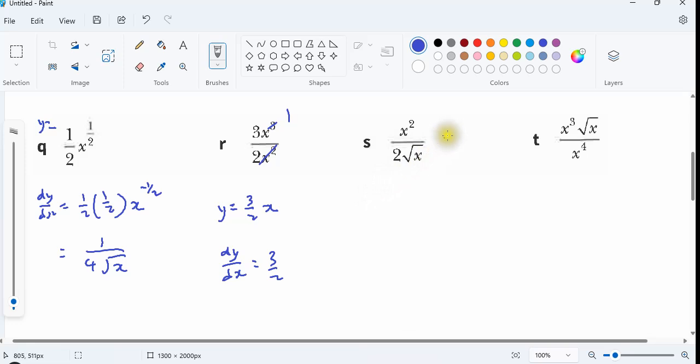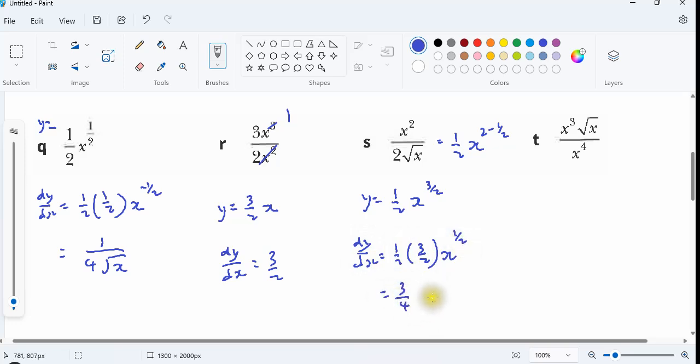So for this one, we can write as 1 over 2 x to the power of 2 minus half. Then we have y is half x power 3 over 2. So dy/dx will be 1 over 2 multiplied with 3 over 2 x to the power half. Then it's 3 over 4 square root of x.